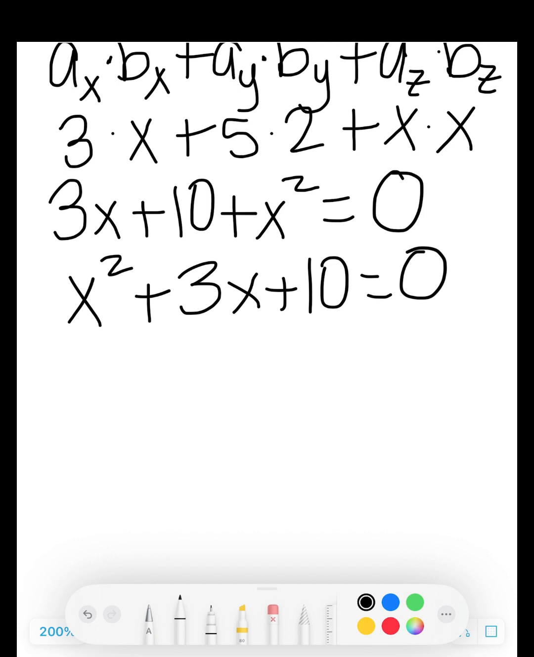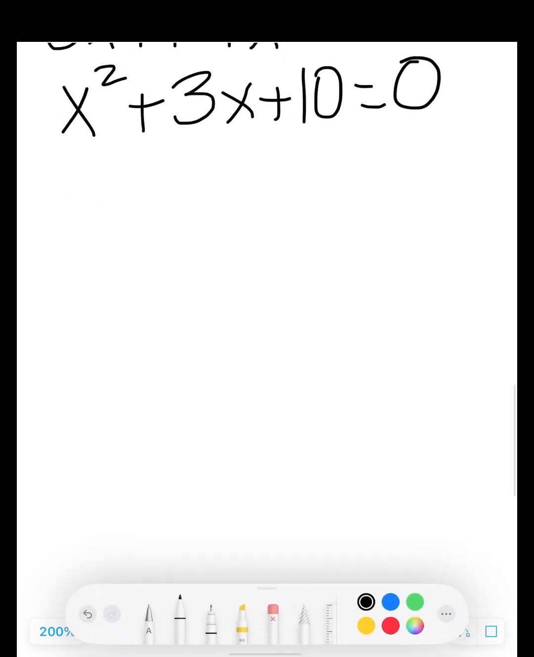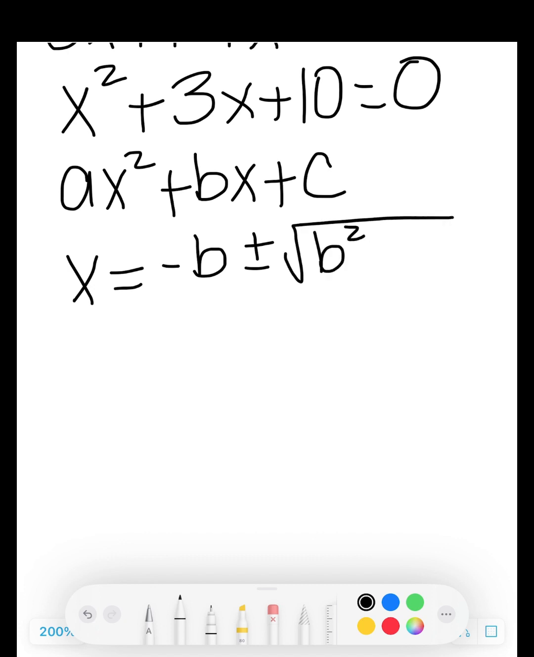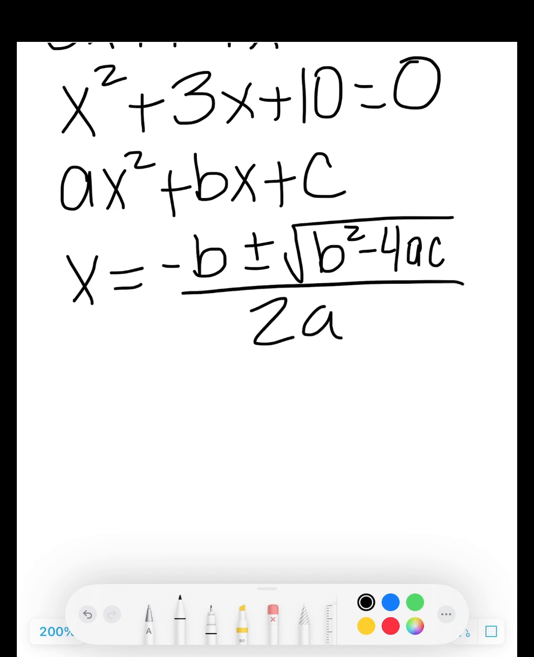Now you could try to factor it. I'm going to go ahead and tell you it doesn't work, so we're going to plug it into the quadratic formula. So if you'll remember the quadratic formula, when we have a quadratic written in ax squared plus bx plus c, we say that x is equal to negative b plus or minus the square root of b squared minus 4ac all over 2 times a. Now a in this quadratic is a 1 since there's nothing written there. We know b is 3 and c is 10.